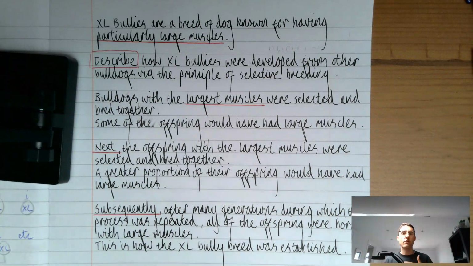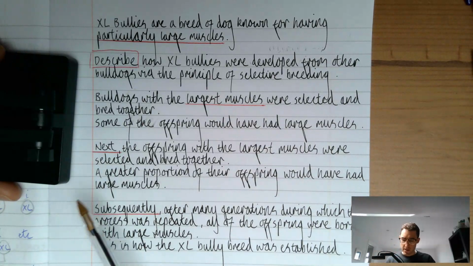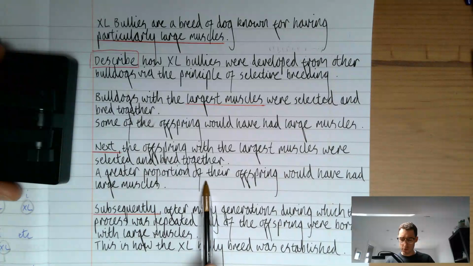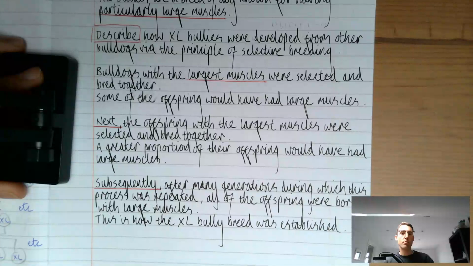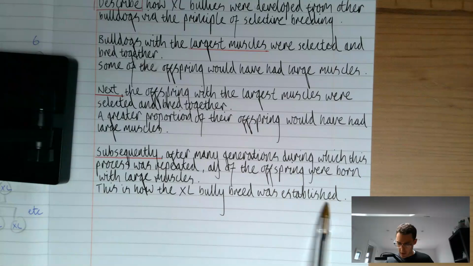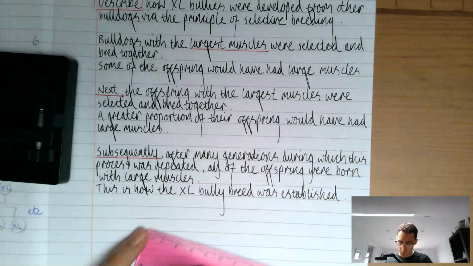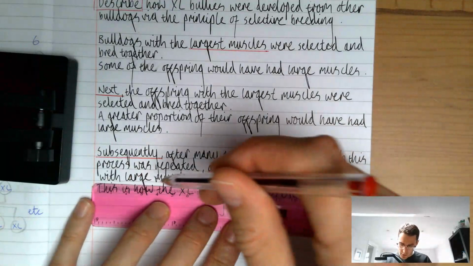So we're showing that we kind of continue this process. And I put here a greater proportion of their offspring would have had large muscles, because what we want them to establish is that over many generations, if you keep doing this, ultimately you want to get to the point where all of the offspring were born with large muscles. So I'll underline that because that's really important.